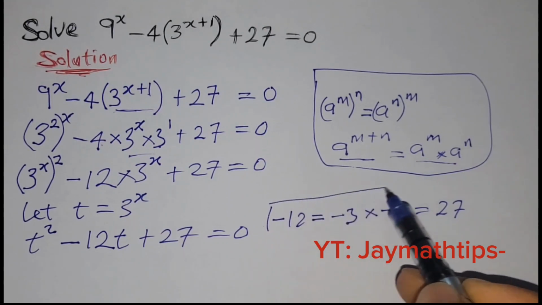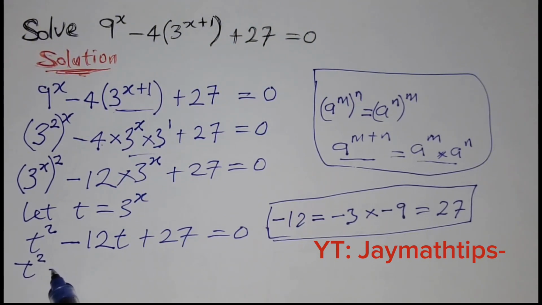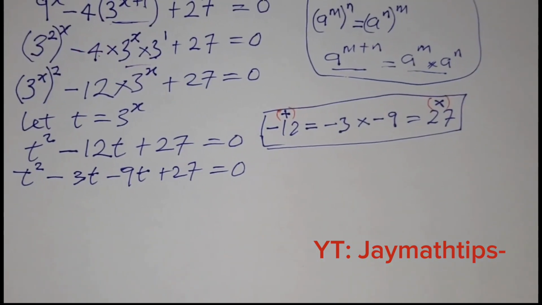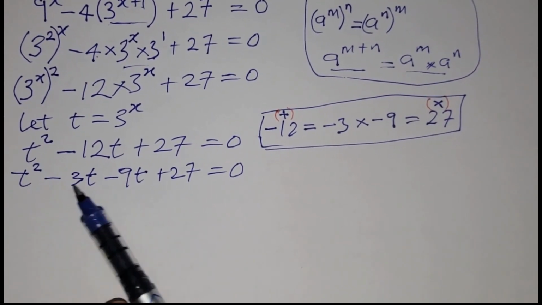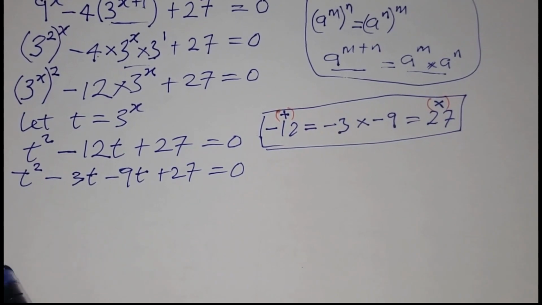So we are going to use this very one here. We write everything here: t squared minus 3t minus 9t plus 27 all equal to 0. So the next step here is to group them in twos. We are going to group these two and also this other one.